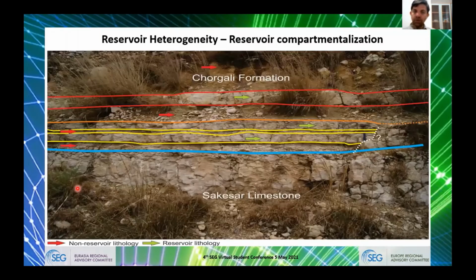And such kind of heterogeneities can also lead to reservoir compartmentalization within the reservoir. So it's a diagram which shows the reservoir compartment. And the formation above this blue line is the Chorguli formation.